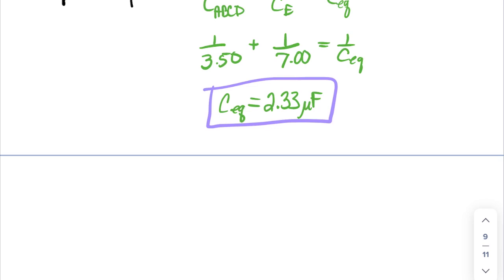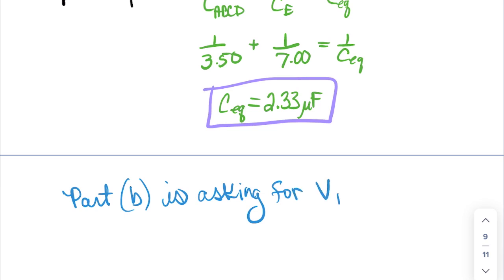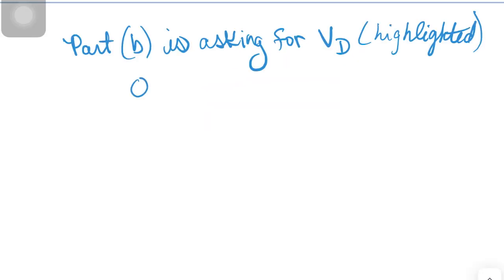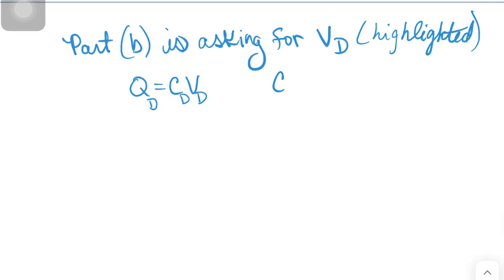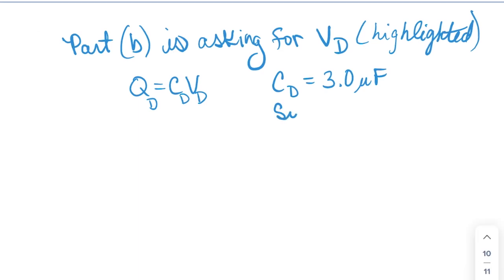The second part of this problem is asking for the potential difference across the capacitor, which I labeled D. We're going to use the equation charge equals capacitance times potential difference. Recall, I can use that equation as many times as I want as long as I put the same subscripts on all terms. We know the capacitance on D. That was part of what we were given in the beginning. If I knew the charge on D, then I could use this equation to solve for the potential difference on D.